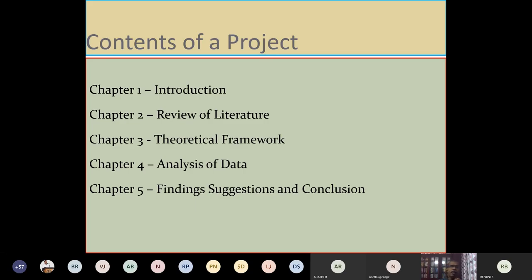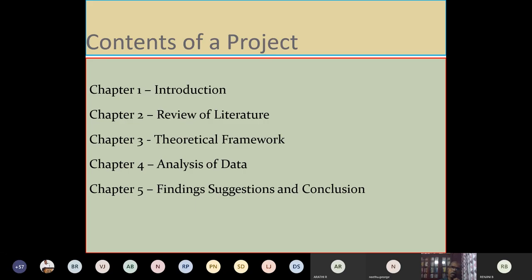Now I would like to tell you something about what the contents of a project are. Remember, the participants may be doing MCom, some may be doing MPhil, some may be doing PhD, whatever it is. I would like to tell every class, depending upon the nature of the project you are going to do. First of all, I would like to tell you how an MCom level project is to be made. What are the contents required?